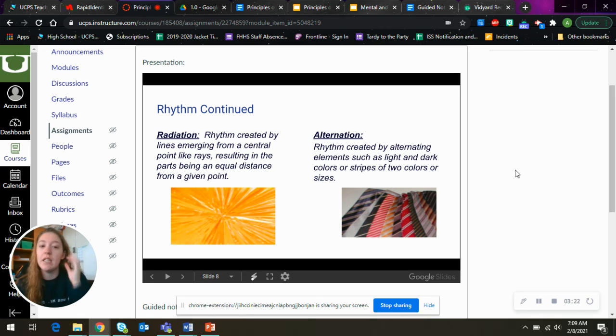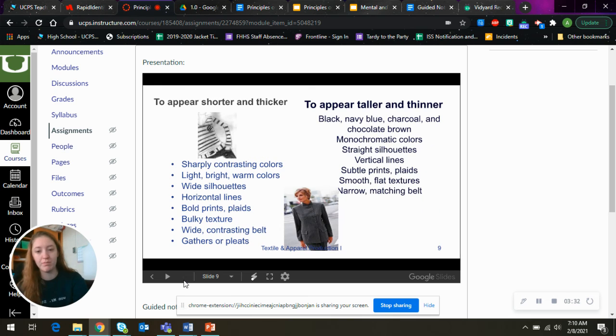Alternation is a pattern of alternating elements such as light and dark, or different sizes of stripes or colors. So a lot of ties are an example of alternation.